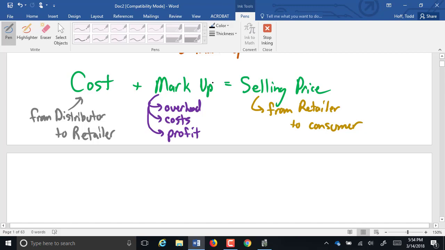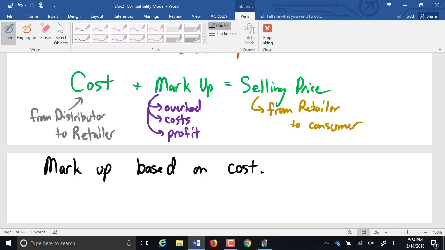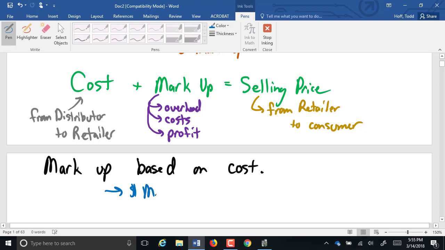Now, there are two types of markup. There is markup based on cost. Markup based on cost is what most of us would probably think of when we think of a percent markup. It's the dollar amount of the markup. I'm going to start abbreviating markup as just MU. So the dollar markup is a percent of the cost.